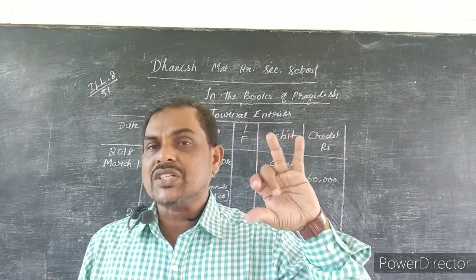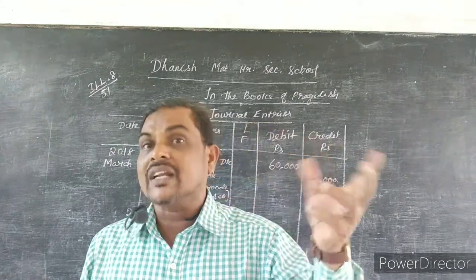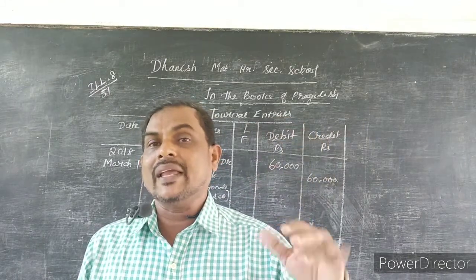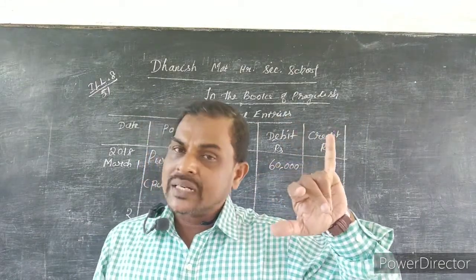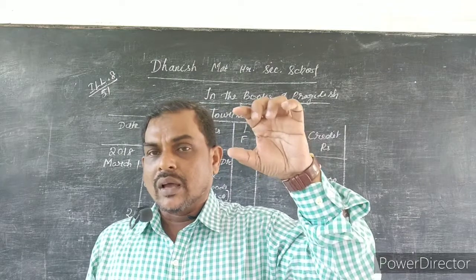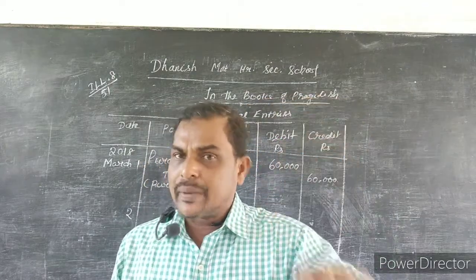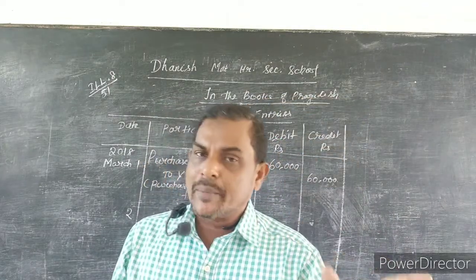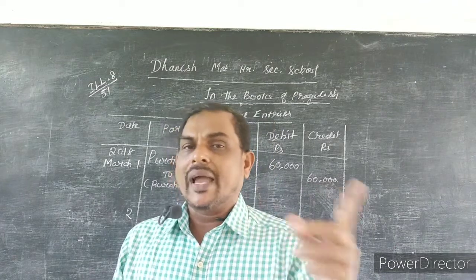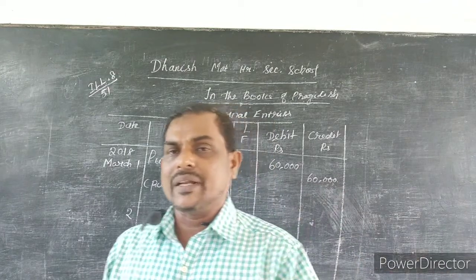Whenever you read the transaction, you must find out the two accounts under which main heading. So sale of goods comes under nominal account. D and company comes under personal account. So we have to apply the nominal account rule and the personal account rule. One will be on the debit side, one on the credit side.